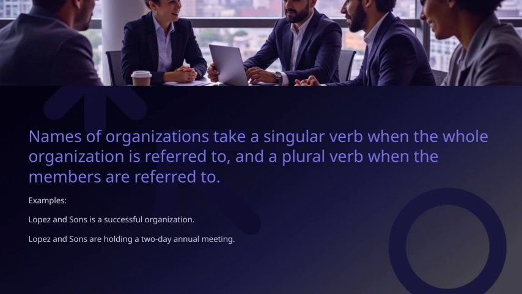Today, I want to share some exciting news about Lopez and Sons. They are holding their annual meeting, which will span over 2 days. This kind of event shows their commitment to growth and staying connected as a team. It's important to note that Lopez and Sons is a successful organization. When we refer to the organization as a whole, we use a singular verb, so "is" is correct here.